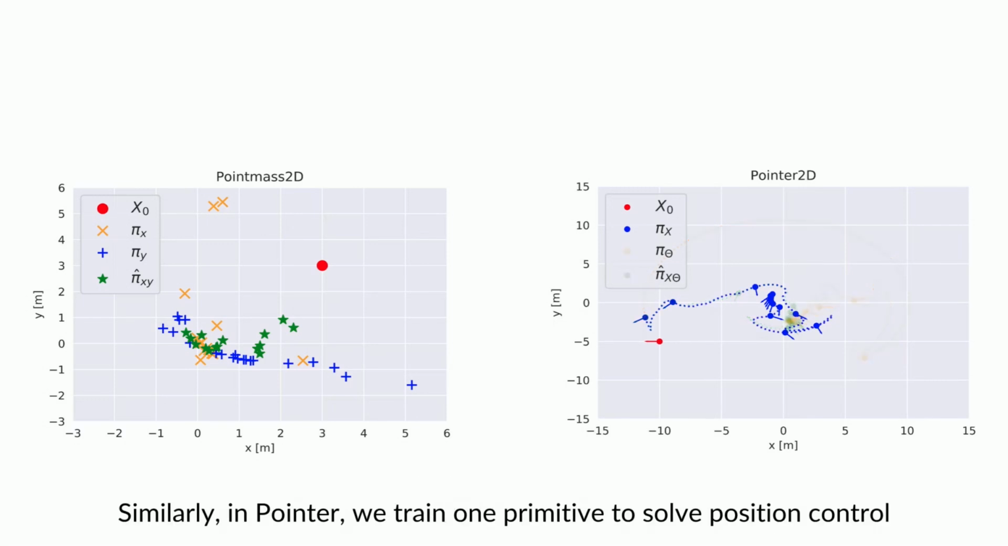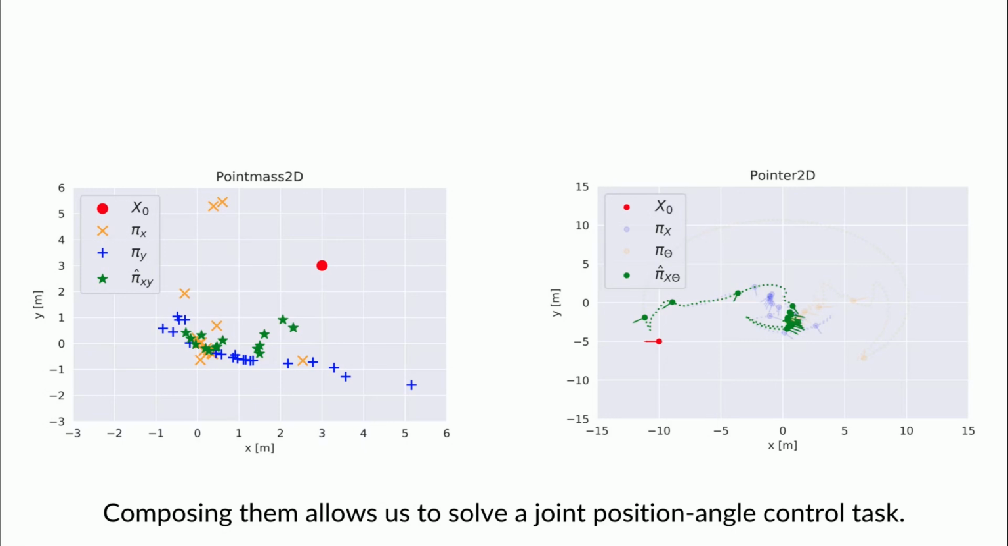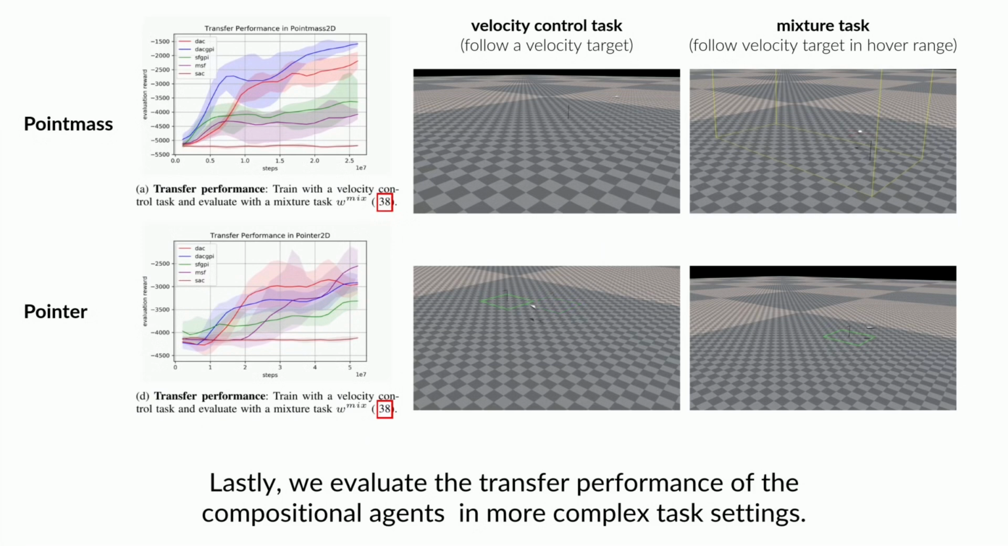Similarly, in pointer, we train one primitive to solve position control and the other primitive to solve angle control. Composing them allows us to solve a joint position-angle control task. Lastly, we evaluate the transfer performance of the compositional agents in more complex task settings.